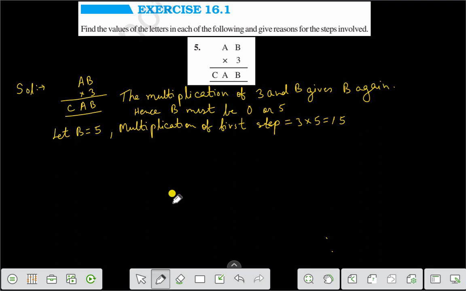What will we carry for the next step? 1 will be carried for the next step.